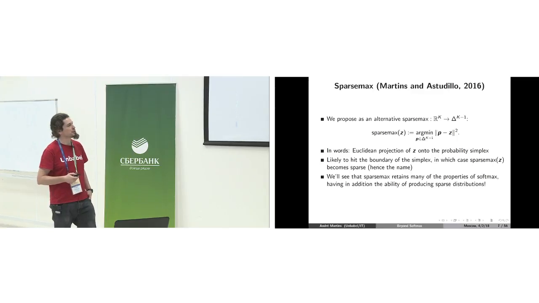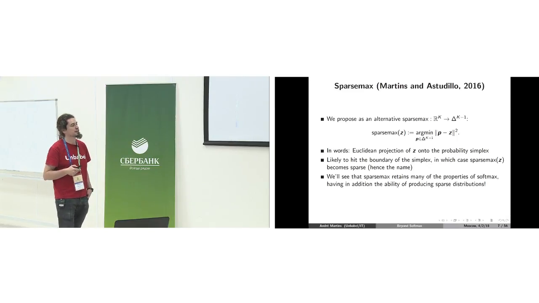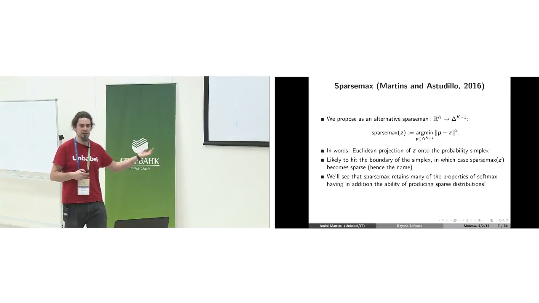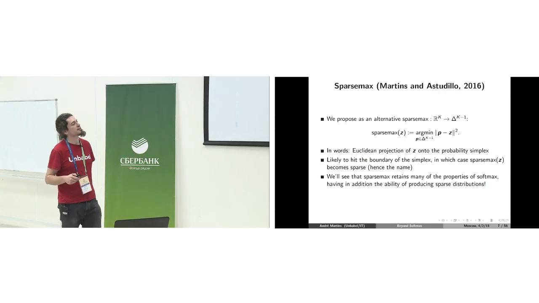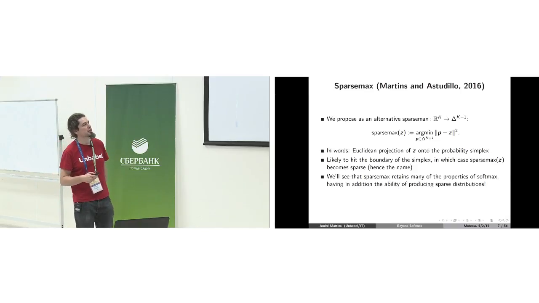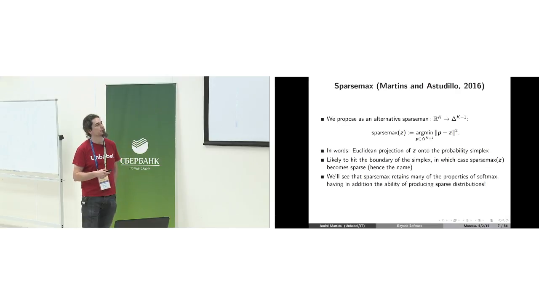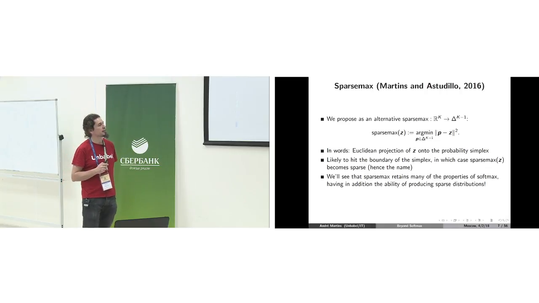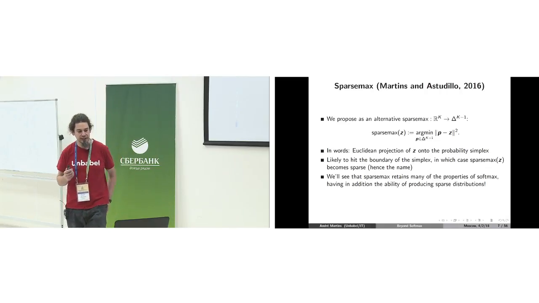So what we propose instead is this Sparsemax transformation, which we define in this way. We start with the same vector z, where some coordinates can be positive, others can be negative, and we just compute the probability distribution p in the simplex that is the closest, in terms of Euclidean distance, to the point z. In other words, we are computing a Euclidean projection of the point z to the probability simplex.